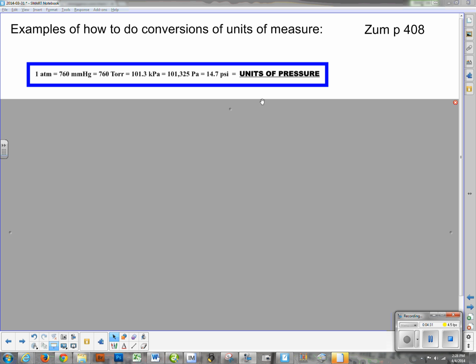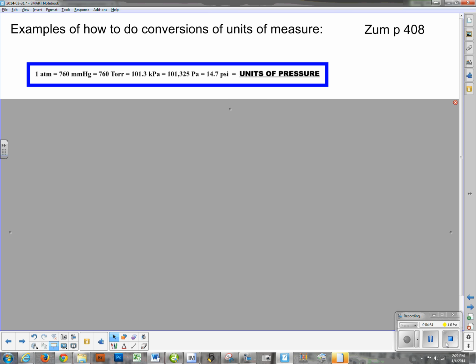And I don't think on your handout you had these listed as units of pressure. Okay, so why don't you put that on the end of it? I put a blue box around it to make it stand out a little bit more.